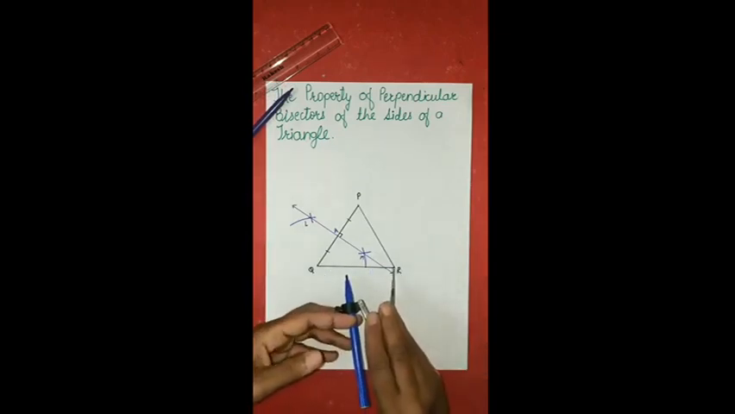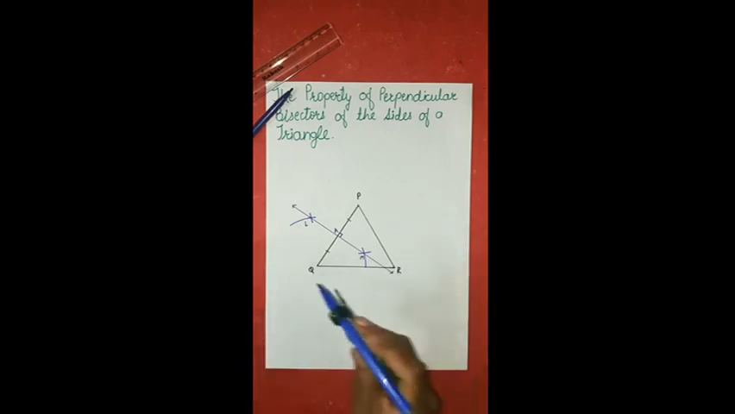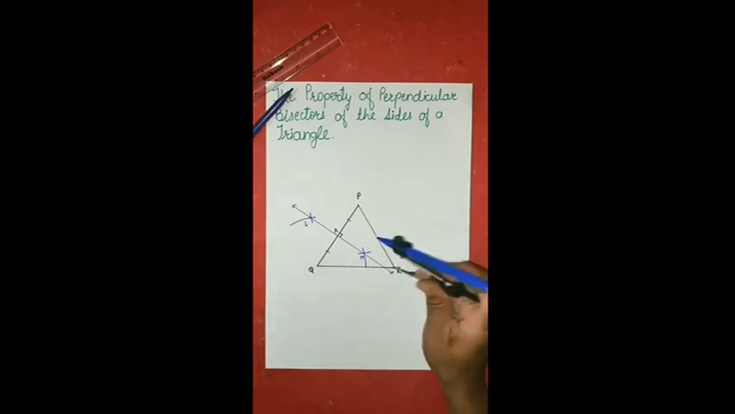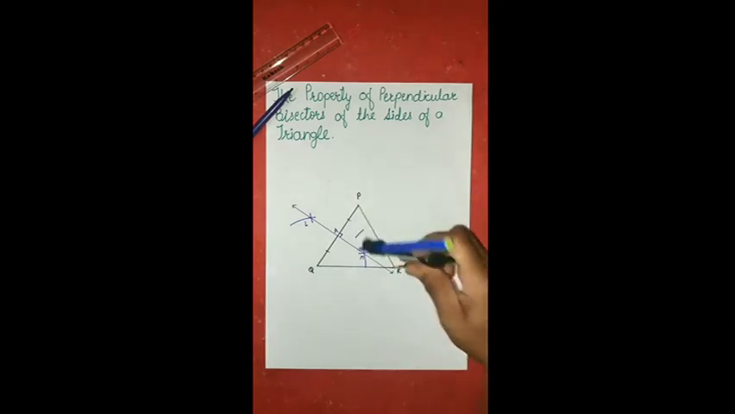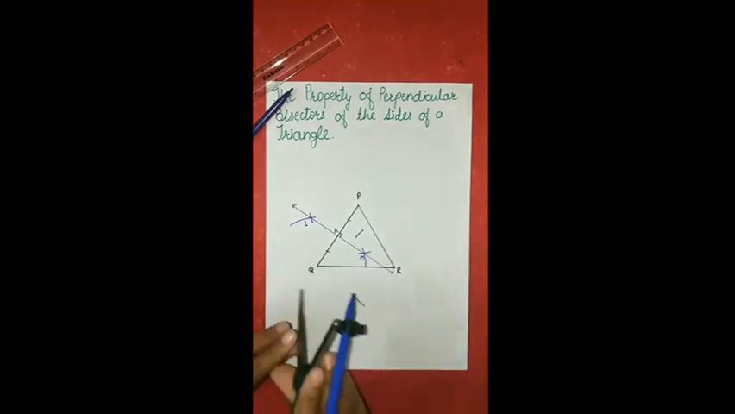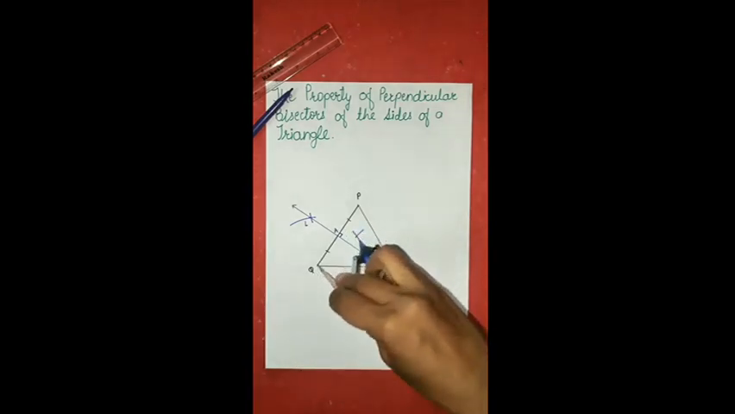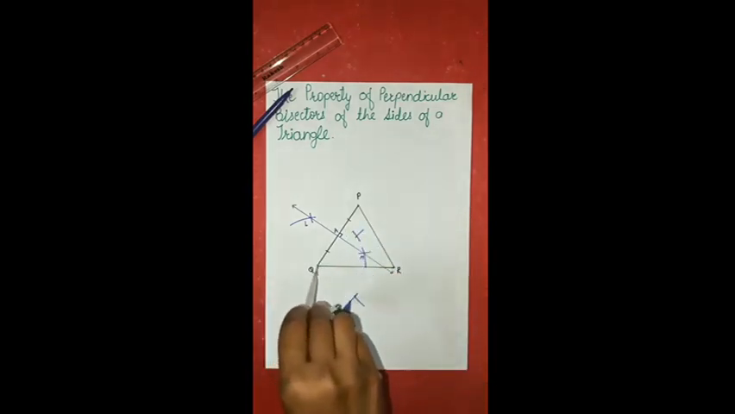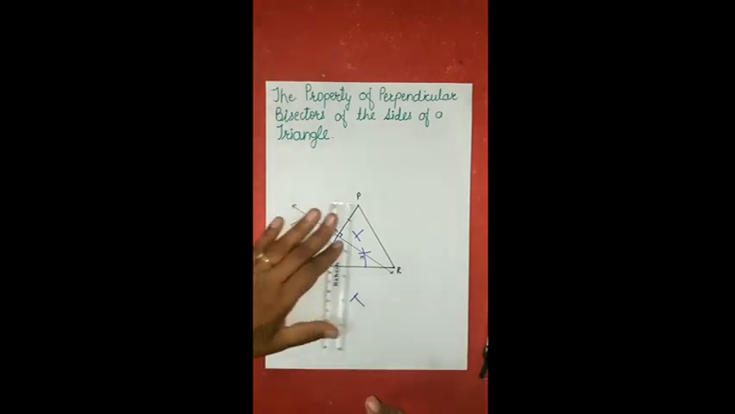Again take the measure more than half. Give the arcs on both sides of the segment QR. Now put the needle end on vertex R. Give one arc above the segment, another below the segment. Without changing the measure, put the needle end on vertex Q. Give one arc above the segment, another below the segment. And now join these 2 intersecting points.